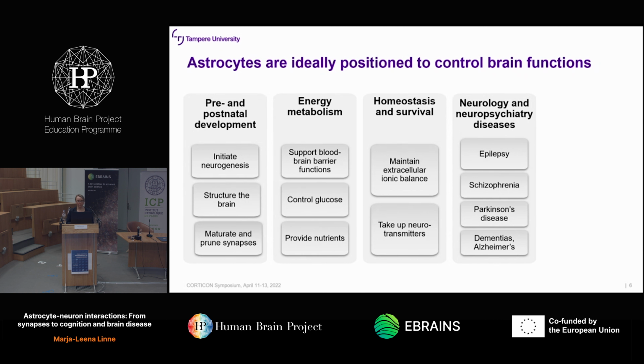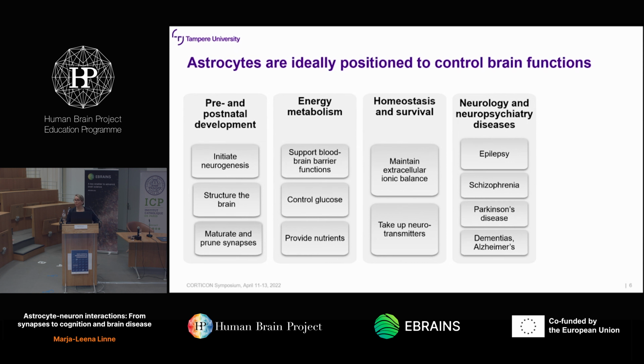Astrocytes are also very important in energy metabolism, as probably many of you know, and you mostly think that's their role: supporting blood-brain barrier functions, controlling glucose levels, and providing nutrients to neurons. And perhaps the best known role of astrocytes is to provide homeostasis and survival functions, like maintaining extracellular ionic balance and taking up neurotransmitters to make new glutamate for the presynaptic terminal.